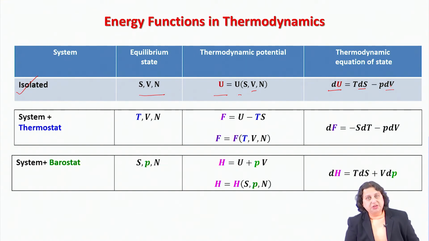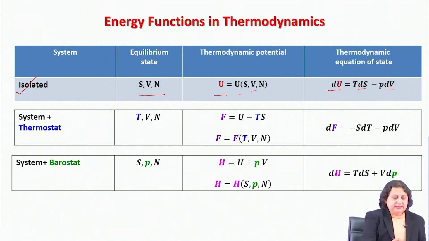U is the energy function that depends on S and V, and I can use a given value of S and a given value of V for a closed system that is actually isolated. Therefore, I will call U the thermodynamic potential corresponding to an isolated system.